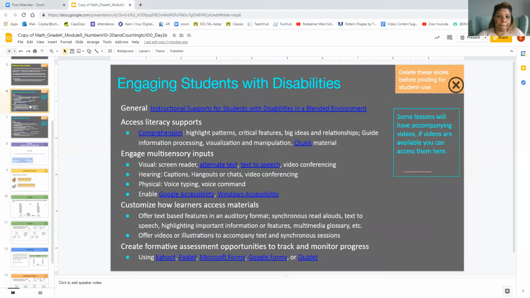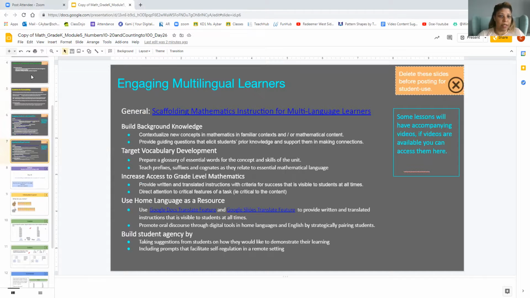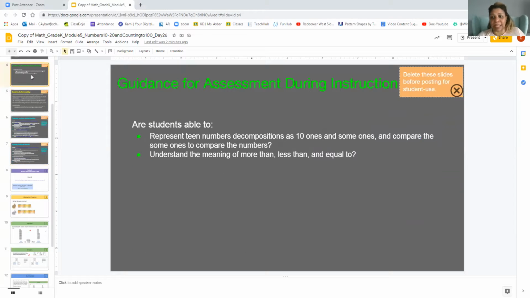And then an additional slide that we wanted to highlight, I apologize, going all over the place, guidance for assessment during instruction. It's always very good to keep this slide in mind when you're doing the summary. Summary guidance usually comes before. Represent teen number decompositions as 10 ones and some ones, and compare the some ones to compare the numbers. Understand the meaning of more than, less than, and equal to.